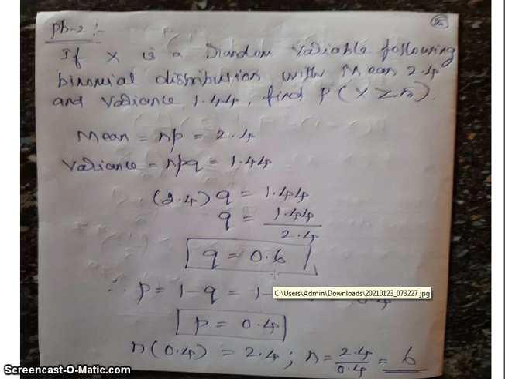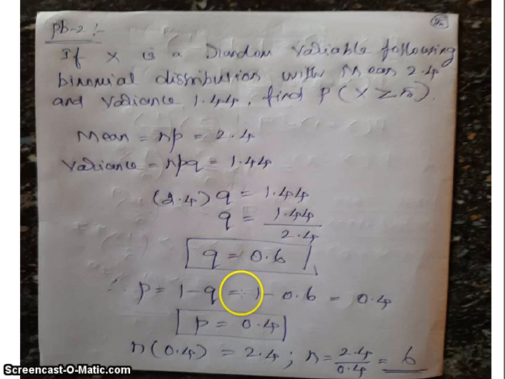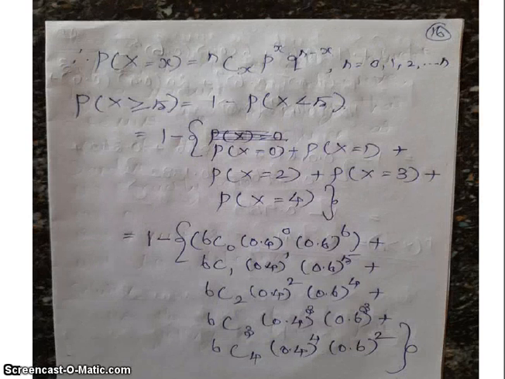Based on this we can calculate the p value. p is equal to 1 minus q, so 1 minus 0.6 is equal to 0.4. So p value is 0.4. Now we can calculate n value, because n into p is equal to 2.4. So n into 0.4 is equal to 2.4. So n is equal to 2.4 divided by 0.4, which is equal to 6. So n value is 6.